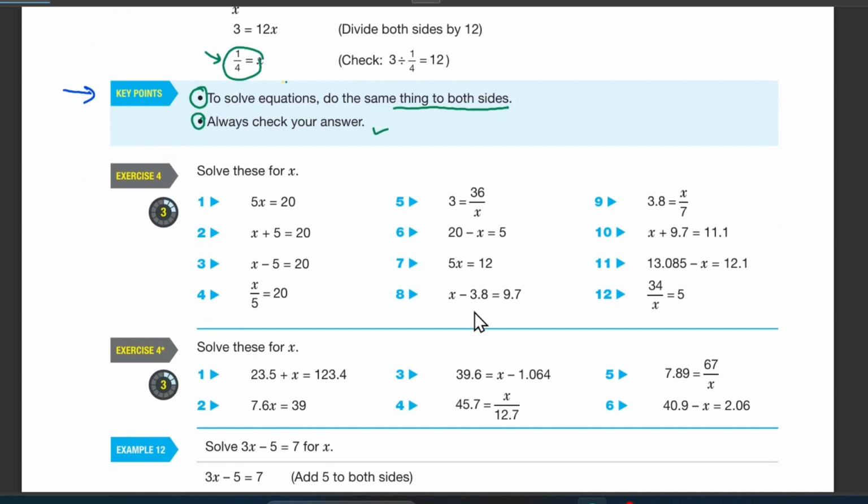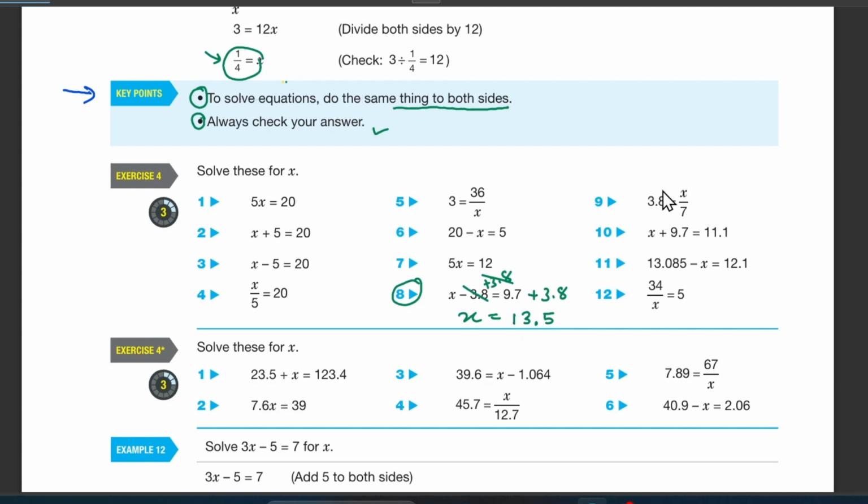Okay, so I'll do some of the questions. So the eighth one. So x minus 3.8 equals 9.7. So we have to get rid of this minus 3.8. So I add 3.8 to both sides. So now these two cancel out. X equals 13.5.